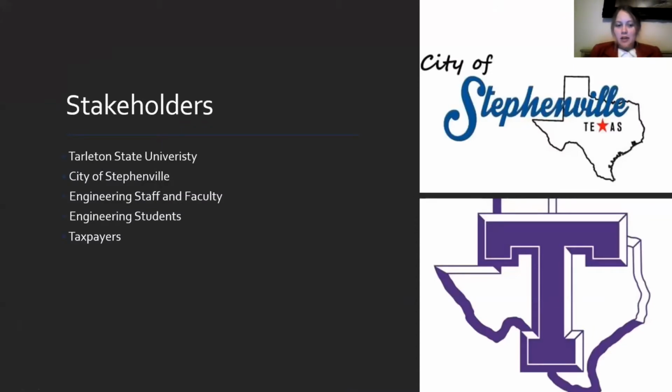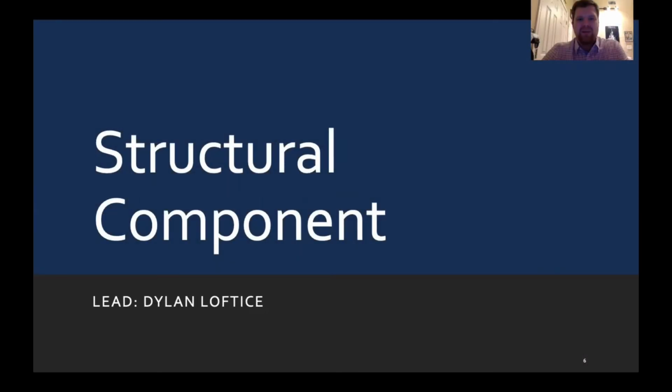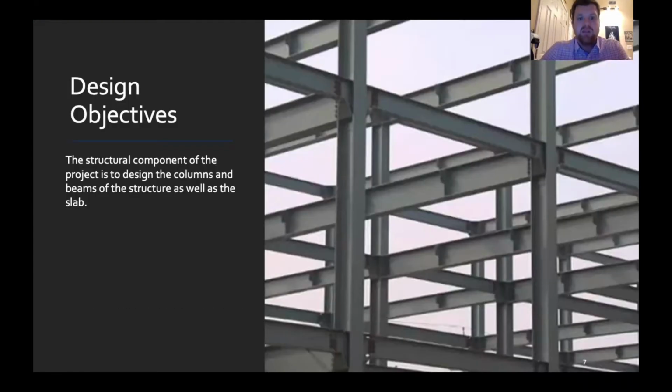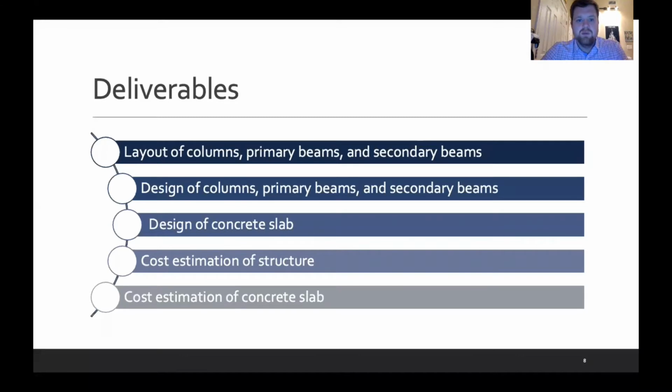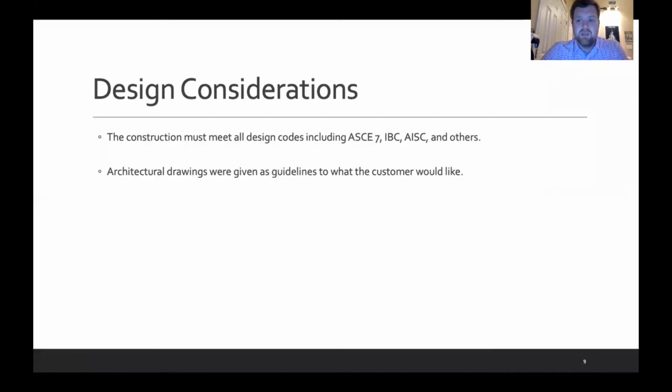We will begin with our structural section, so I will now hand it over to Dylan Loftus. Hi, my name is Dylan Loftus, and I will be talking about the structural components. The design objective is to design the layout of the columns, beams, and the slab. These are our deliverables and our design considerations.